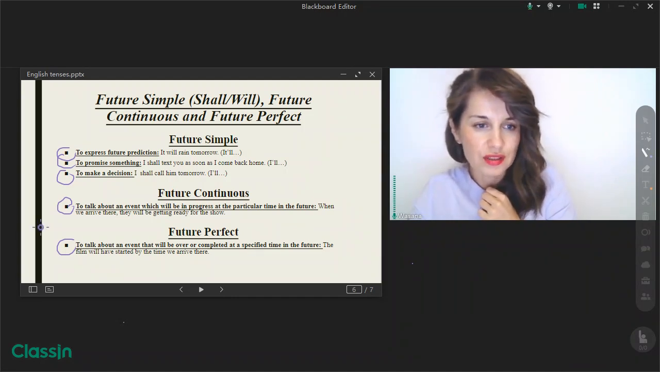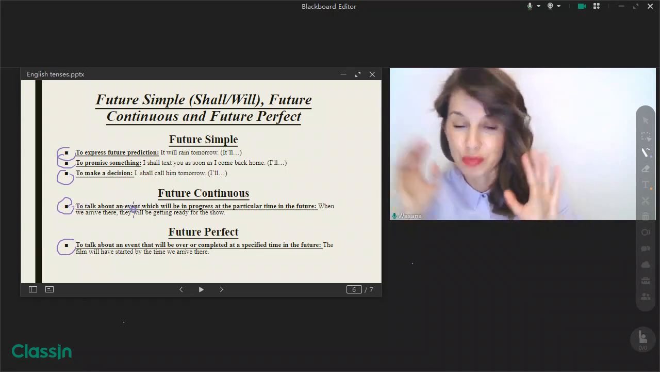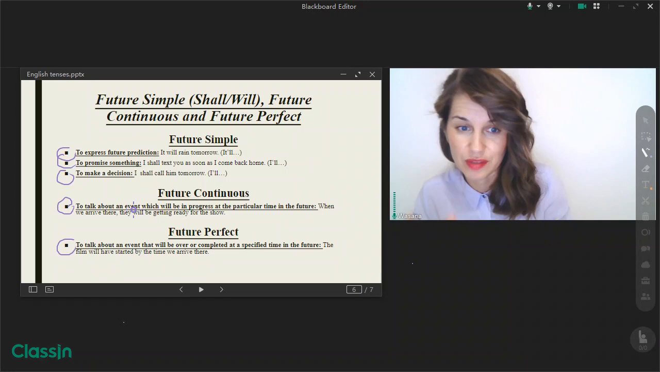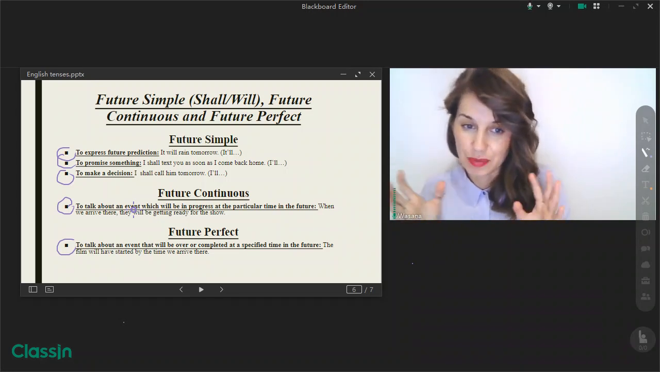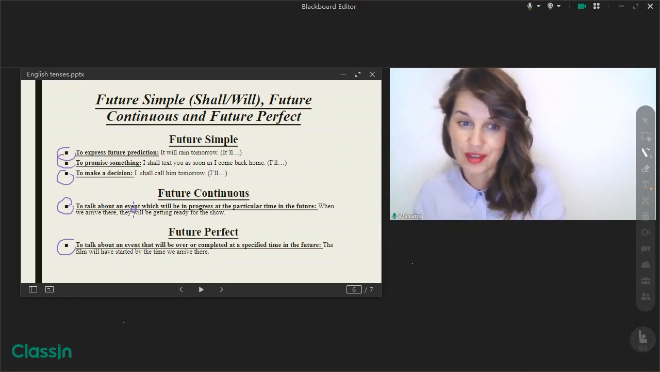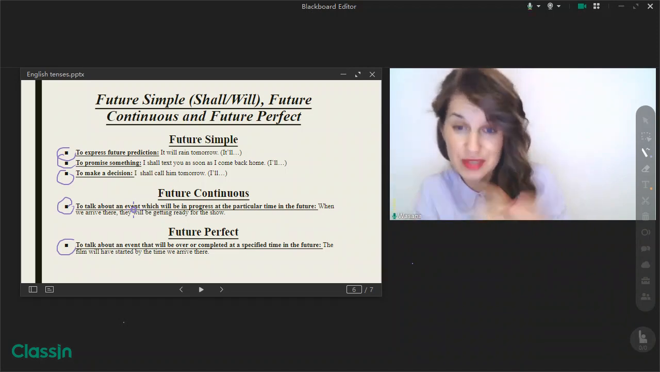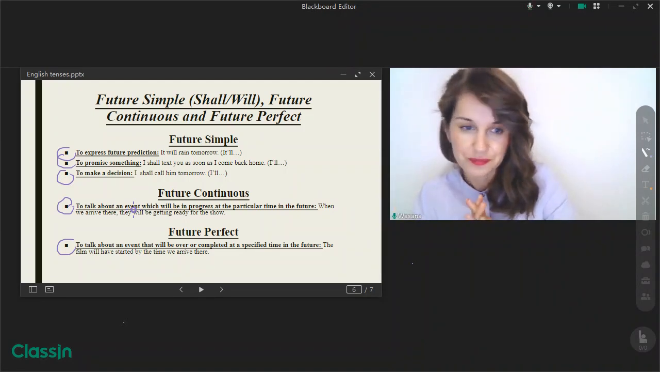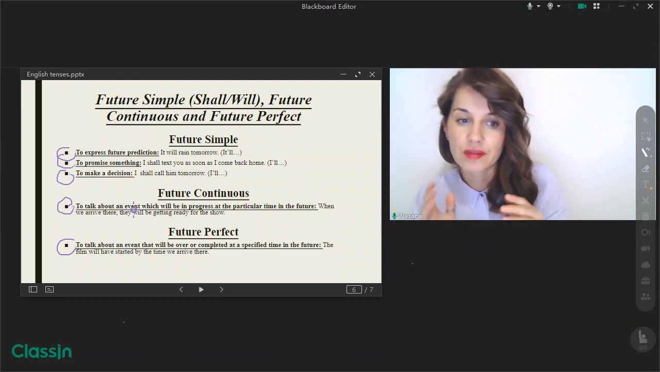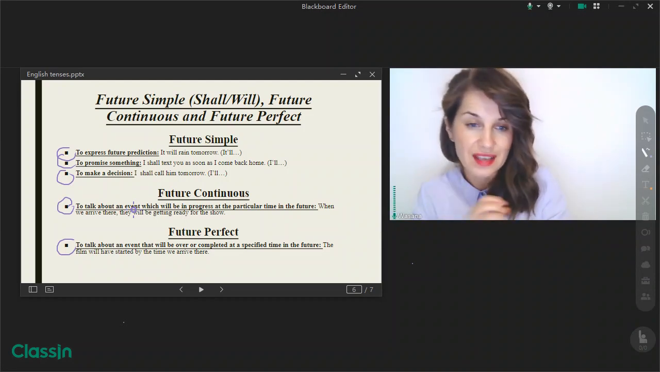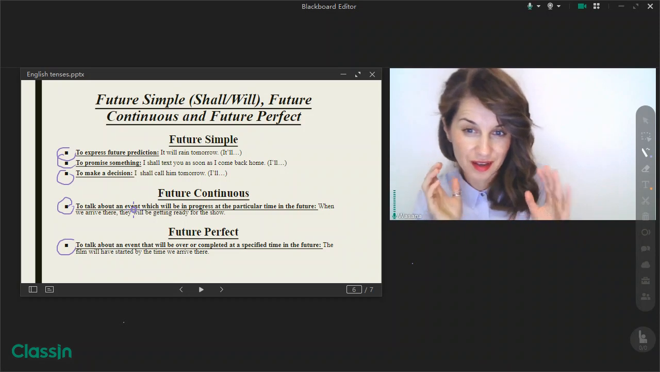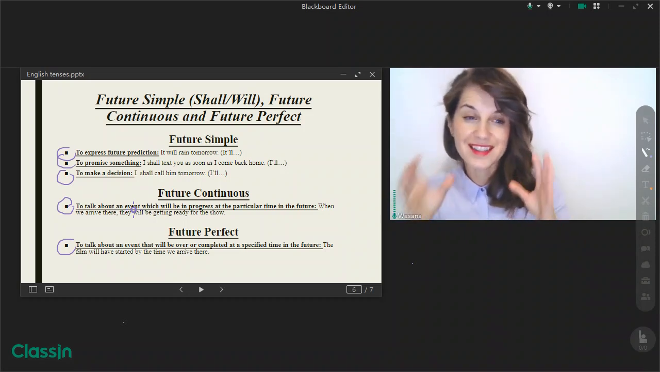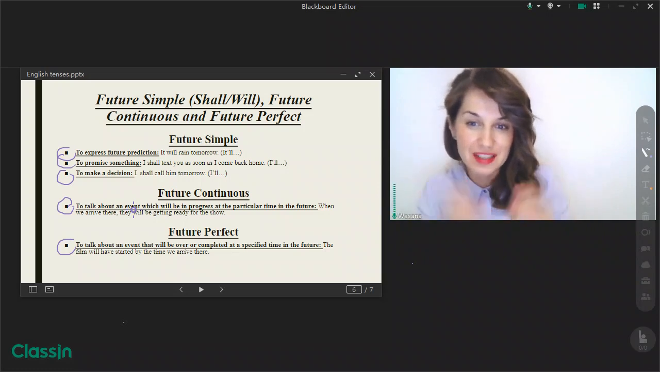We use future continuous to talk about an event which will be in progress at a particular, specific time in the future. When we arrive there, they will be getting ready for the show. So this future action happens at a specific time.